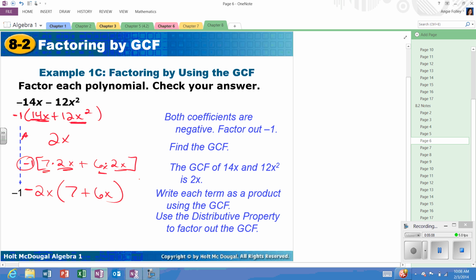Again, you can go back and check. If you multiply negative 2x by 7, you'll get negative 14x. Negative 2x times 6x is negative 12x squared. So that is correct. So this is our factored version. And I already pulled out the negative, so I'm going to leave that.